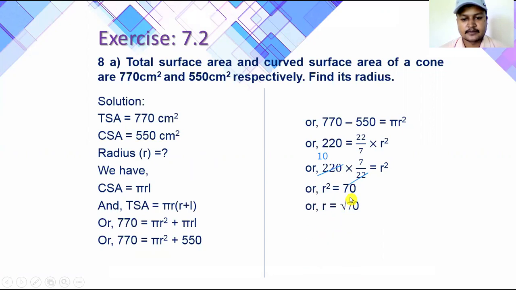Then for the value of r, we have to find the square root of it. It is 8.3666 or so. After rounding it off, it will be 8.37 centimeter. And the same thing is asked of us. It is said to find its radius, and we calculated the radius here. So it is our required answer.